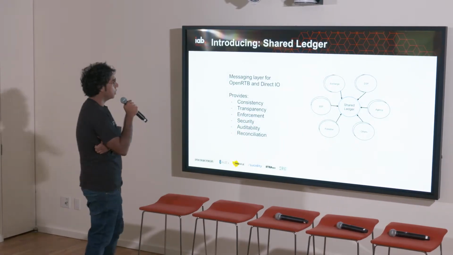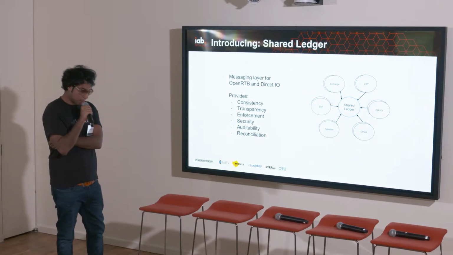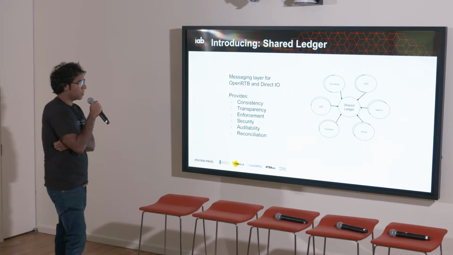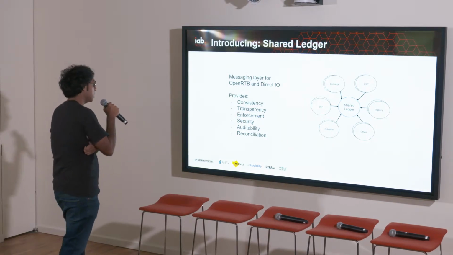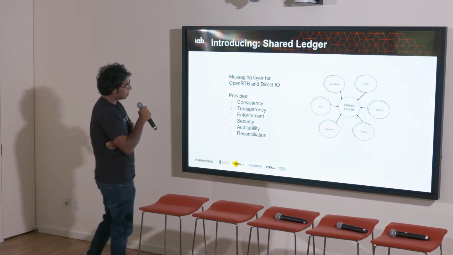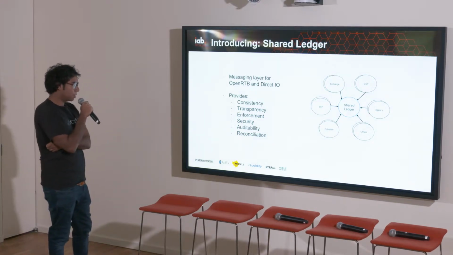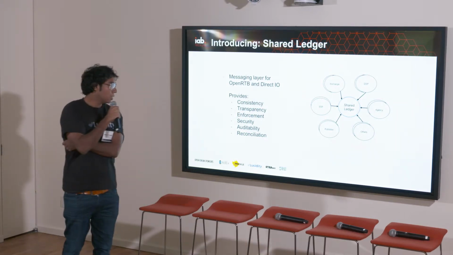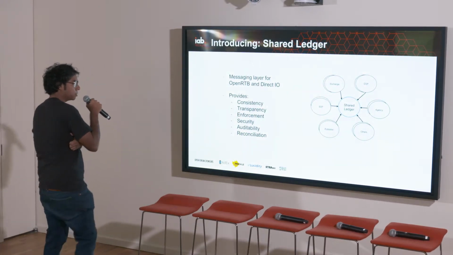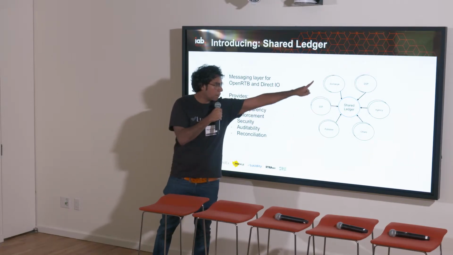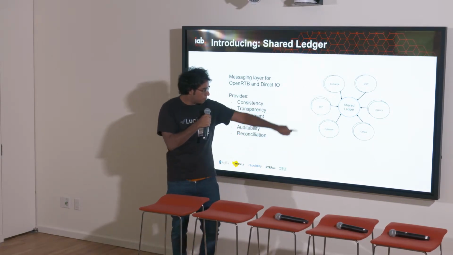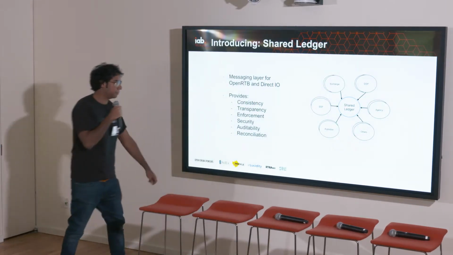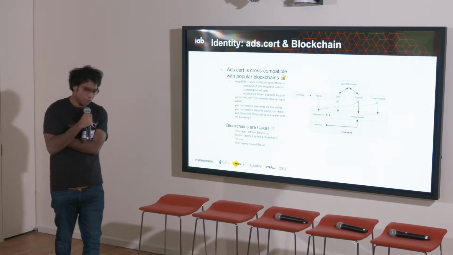So yeah, introducing shared ledger. It's basically a messaging layer for OpenRTB and Direct.io. So it's not just for programmatic, this works for just anything. It provides consistency, transparency, enforcement, security, auditability, and reconciliation today. As you can see here, it's pretty basic. You have all your entities sending data to the shared ledger, but notice how the entities are stacked. And that's how you get the transparency hack.